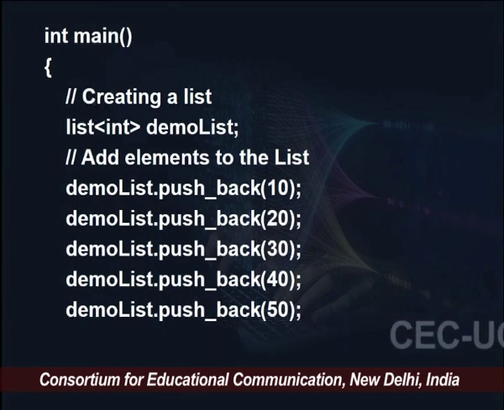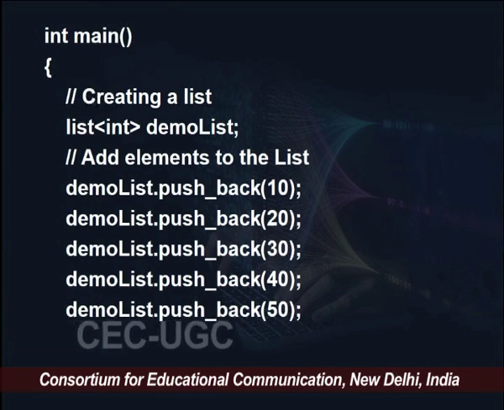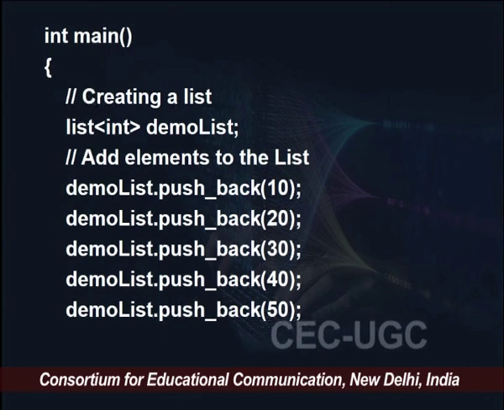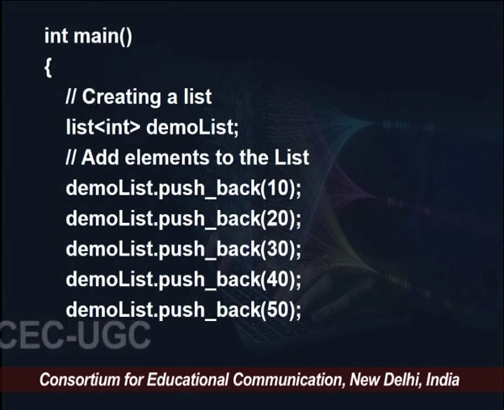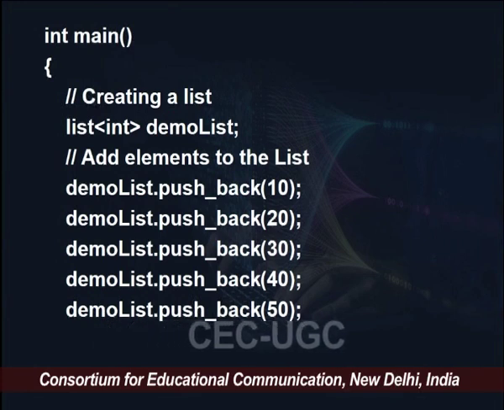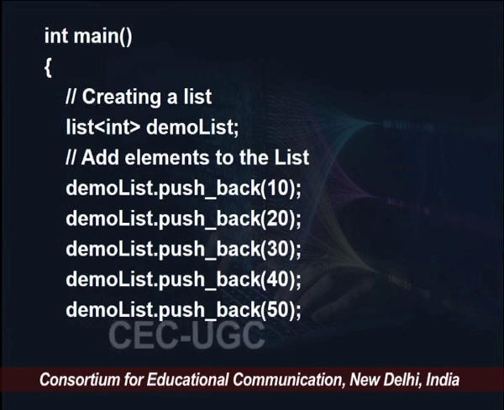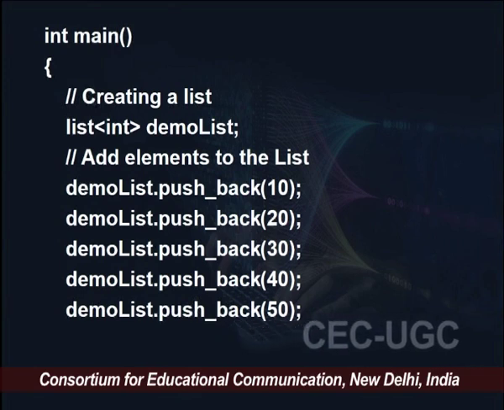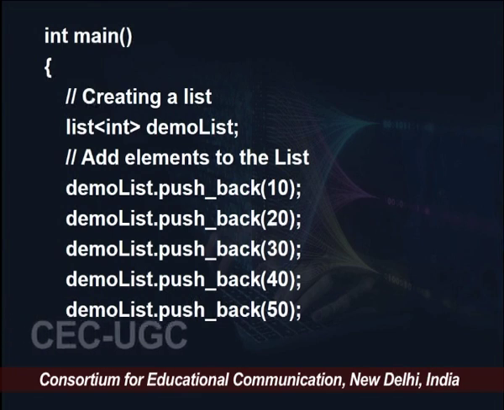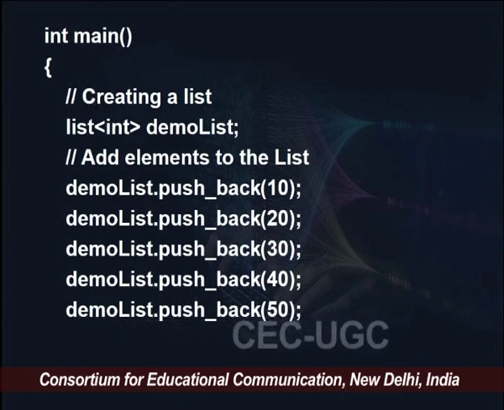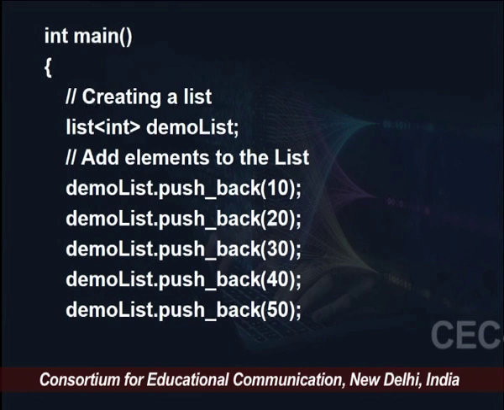Demo list dot push_back 10, demo list dot push_back 20, demo list dot push_back 30, and so on. The first element inserted is 10, then at the back of 10 it will be 20, then 30, then 40, and then 50. So, 5 elements we have inserted by using the function push_back. There can be other ways in which elements can be inserted.